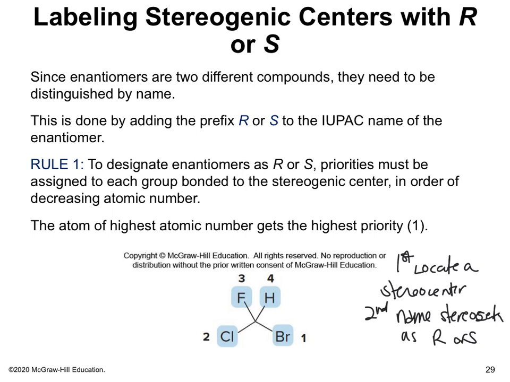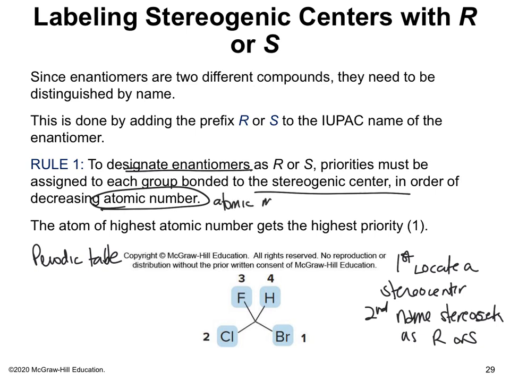When you assign priorities, the first thing you're going to have to do is assign priorities. And this is based on atomic number. So you might want to get out a periodic table. When I was studying organic chemistry, instead of atomic number, we used atomic mass. You can use either way. This was important for hydrogen and deuterium and tritium. D is the isotope of hydrogen 2. This is hydrogen 1, and tritium is H3.